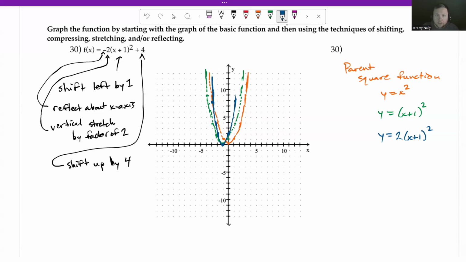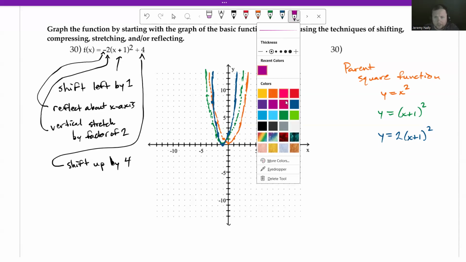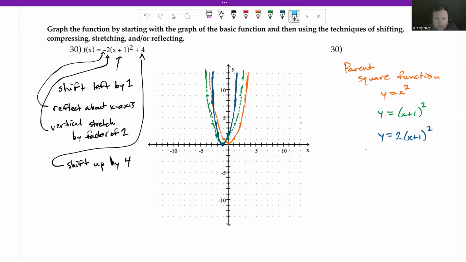So we're not quite to the final one yet, but I'm just going to bolden that one in because it's getting kind of busy up there. All right, let's see, use like a lighter color. And then next, I'm going to reflect.